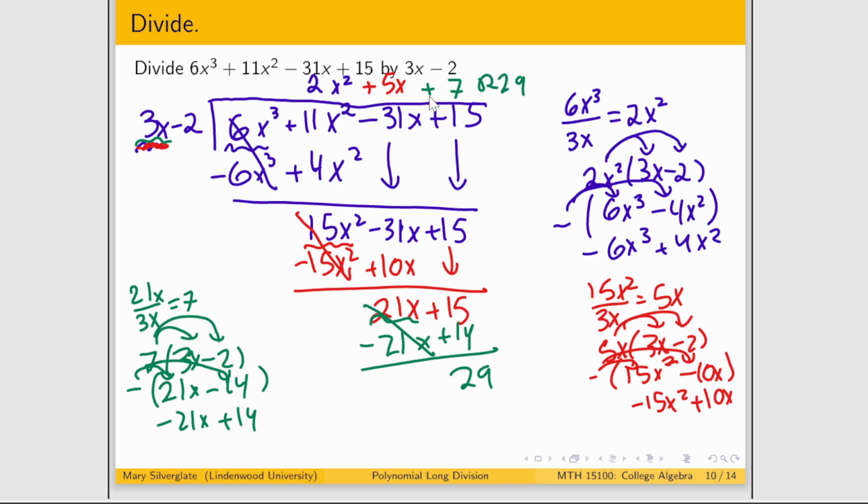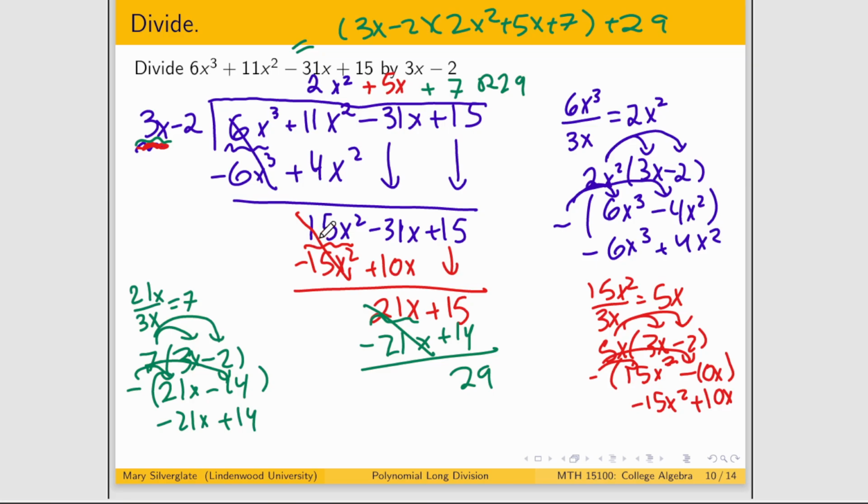So this time this is not a factor. So this is our result of the division. That also means that this is equal to 3x minus 2 times 2x squared plus 5x plus 7, plus 29. So now I have to add on that plus 29 because I had a remainder before. I was secretly adding on plus 0, but adding on plus 0 doesn't do anything.